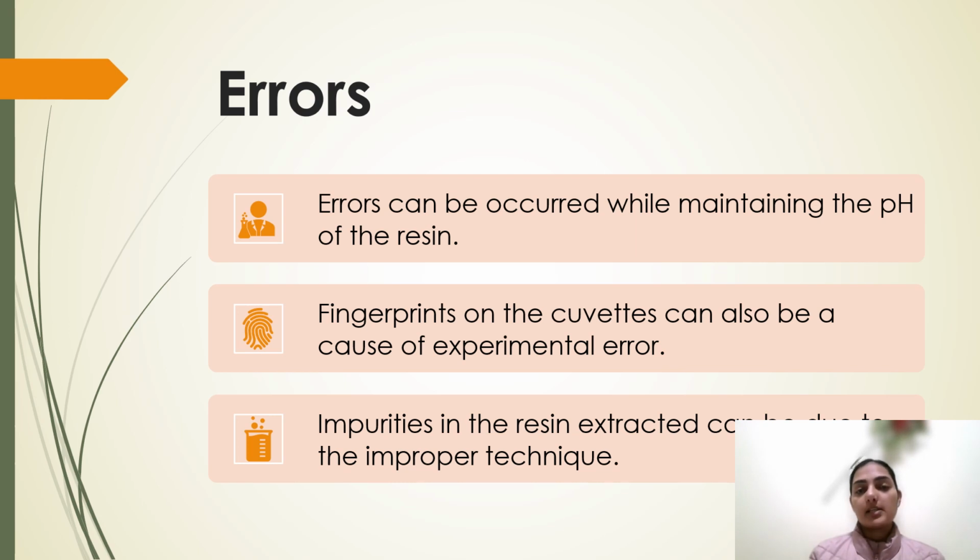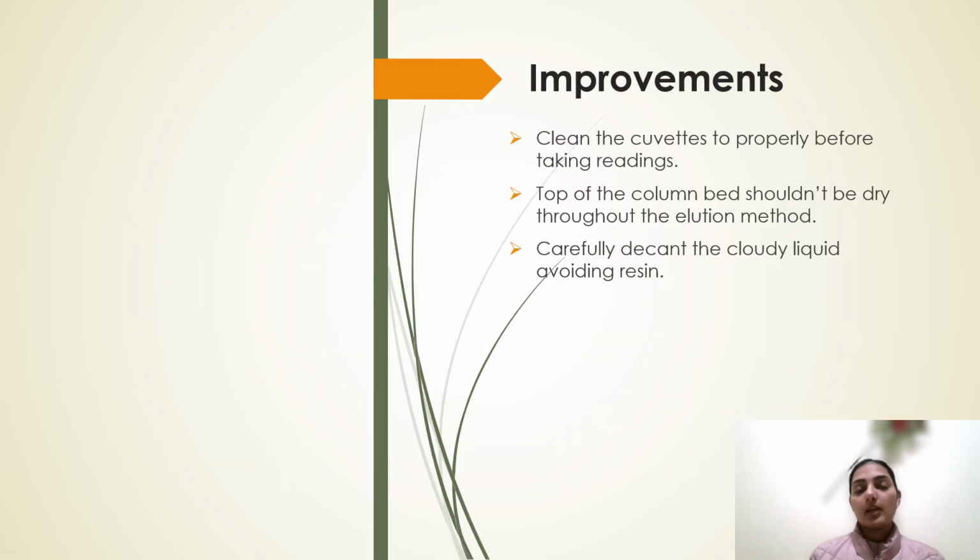Talking about the errors that could occur during the experiment, errors can occur while maintaining the pH of the resin. The fingerprints on the cuvettes can also be a cause of experimental error. The impurities in the extracted cytochrome C may be due to improper technique, such as washing of the resin. So here are some improvements for the experiment.